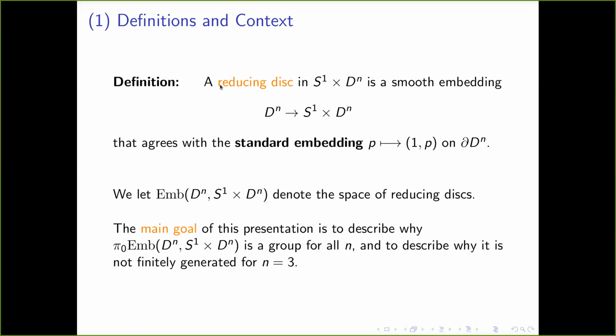But so this concept of a reducing disk: a reducing disk in a circle cross a disk is a smooth embedding of Dn in S1 cross Dn that's the standard inclusion on the boundary. So you just take point 1; I'm thinking of the circle as sitting in the complex plane. The space of reducing disks we denote with this embedding space terminology. The main goal of this presentation is to describe why pi 0 is a group, and to describe why it's not finitely generated when n is 3.